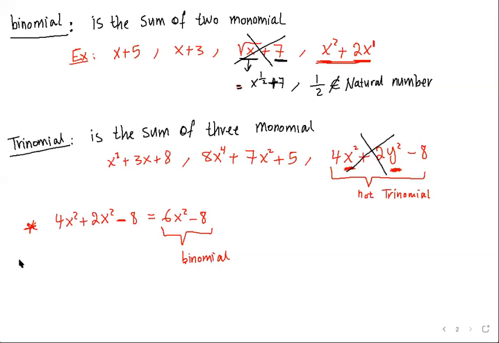So now the last thing we will learn is called polynomial. This is the biggest thing we will learn. Question? Yes. You said that the one you crossed out wasn't a trinomial. It's not a trinomial. Why? Because we have different variables. Here we have x, here we have y. It's supposed to be the same variable. Got it. All right.